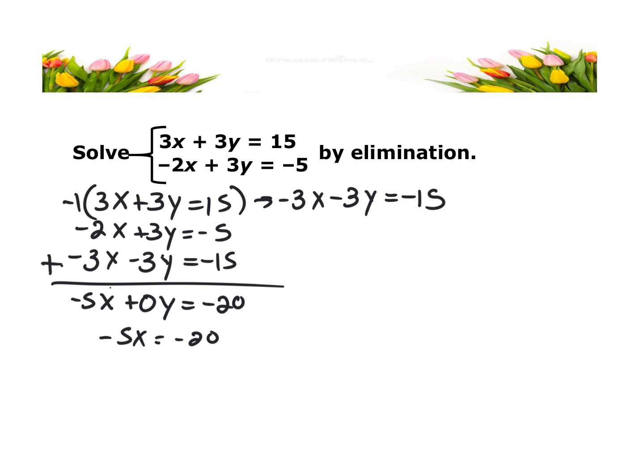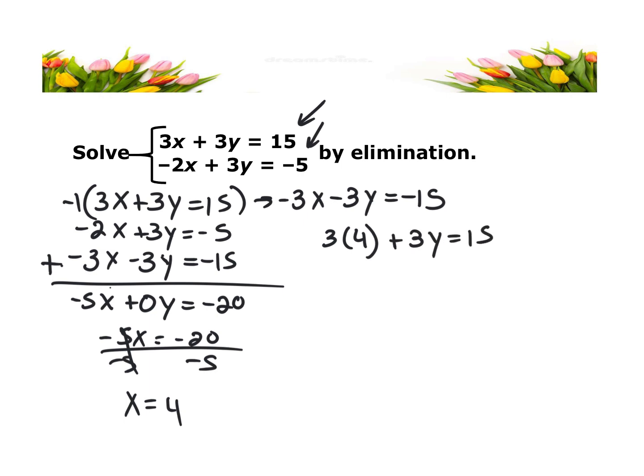Then I'm going to divide by negative 5 on both sides. And that's going to give us that x is equal to 4. I will grab that 4 and plug it into either equation. Again, it doesn't matter which one. I'm going to plug it into the first one just because it's on top. It's really, there's no preference. 3 times 4 plus 3y is equal to 15.